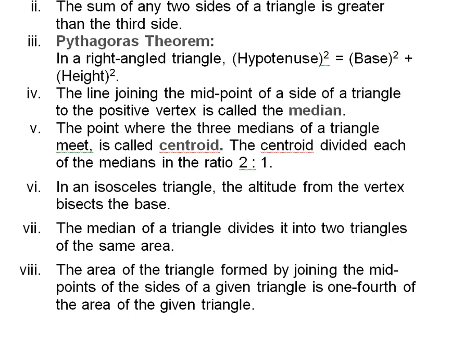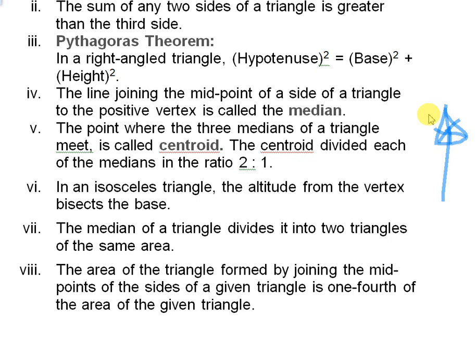The line joining the midpoint of a side of a triangle to the opposite vertex is called a median. Let's say we have a triangle, and this line is called a median. The point where the three medians of a triangle meet is the centroid. Let's say if you do it like this, the point where all three medians meet is called the centroid. The centroid divides each of the medians in the ratio 2:1.